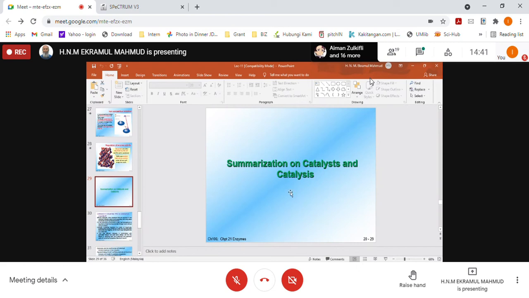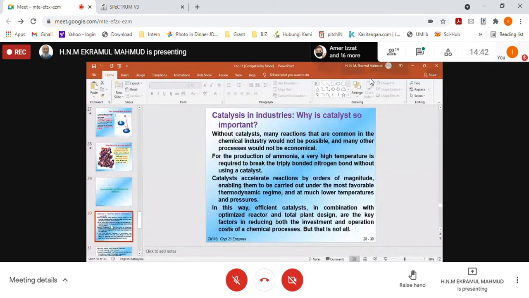All right, so a summarization on these catalysts and catalysis. We have a quick look at that. Okay, so catalysis in industries. Why is catalyst so important? We have discussed this one. That is, without catalysts, many reactions that are common in the chemical industries would not be possible, or would be possible but very slow. So it cannot be recommended to carry out that reaction in that way when we find that the reaction is very slow or not possible to occur. For that case, we bring catalysts.